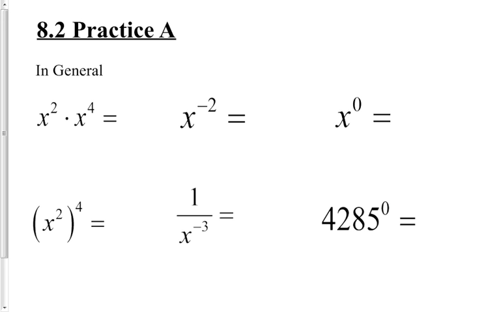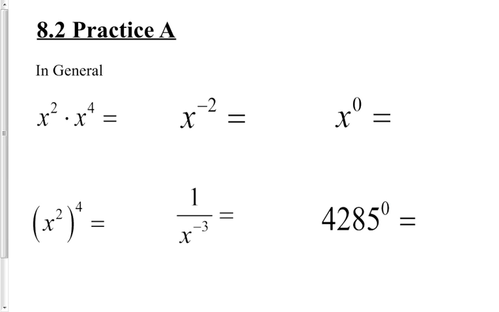Okay, again, you should have a worksheet that goes with this. It should say 8.2 practice A on the top, so 8.2. And you're going to notice at the top of the worksheet there's a box that says "in general" in it. And so we're going to put some basic stuff inside that box so that you have something to go back and look at.